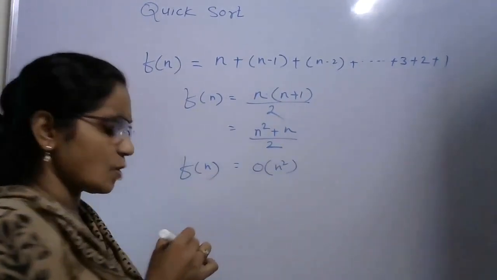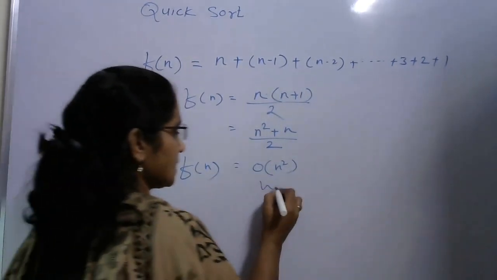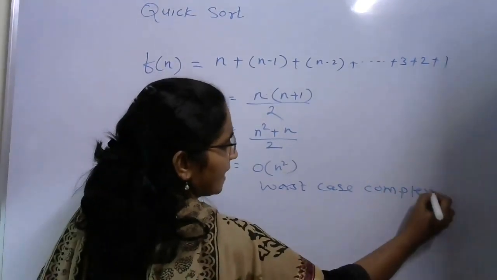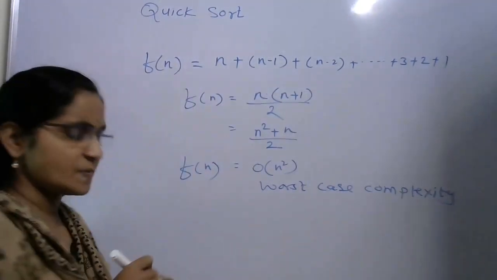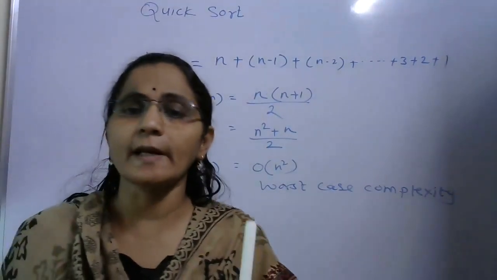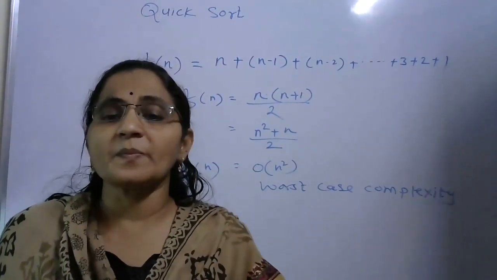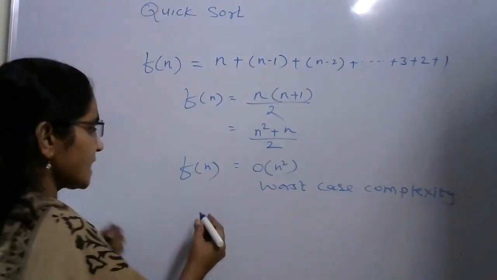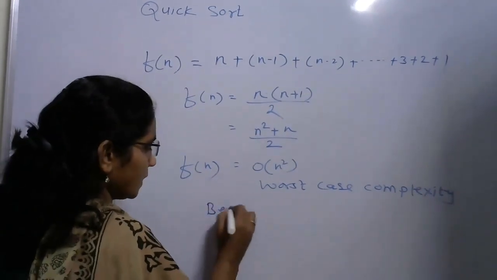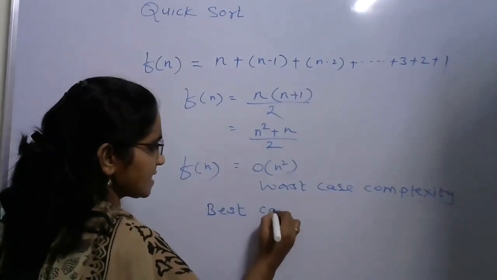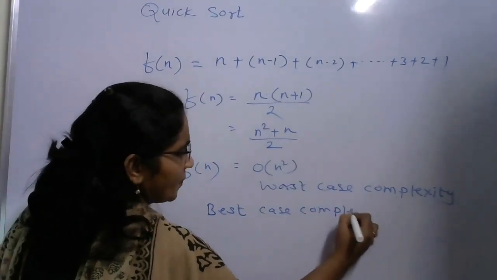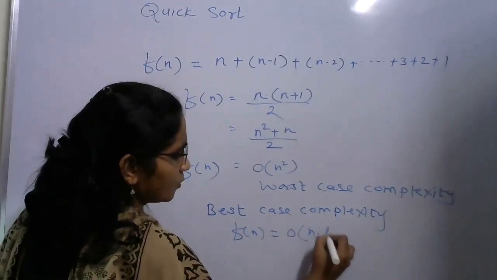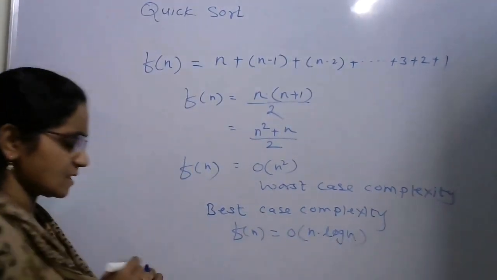But this is the worst case complexity. For complexity there are different types: best case complexity, worst case complexity, and average case complexity. Best case complexity means the minimum number of comparisons are required, and for the best case the complexity is different. In the best case, the complexity is f of n equal to order of n into log n. This is the best case complexity.